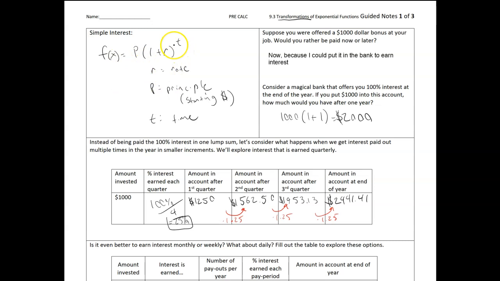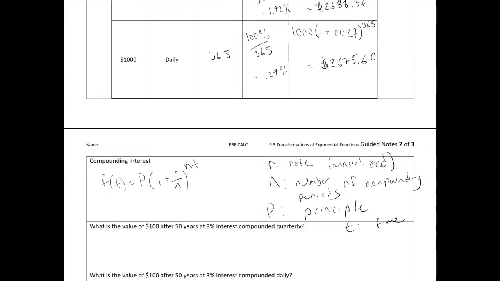And notice what we're doing here is our n is a horizontal transformation. Specifically, it's a compression, right? So it makes our function grow faster. And if I divided by n, I'd be making it grow slower, right? And then the n in here is just because we want that rate to represent a yearly rate, by convention. That's how it works in real life.